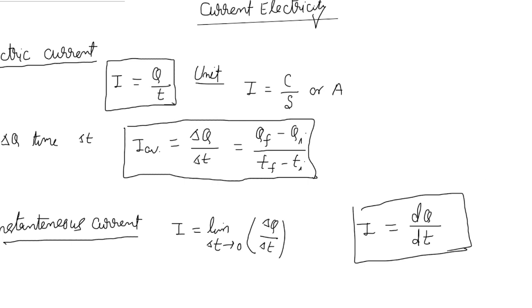So the next part is that electric current is a scalar quantity. What kind of quantity is current? Electric current is a scalar quantity. But why is it scalar, even though it also possesses direction? Current is a scalar quantity while it possesses direction.